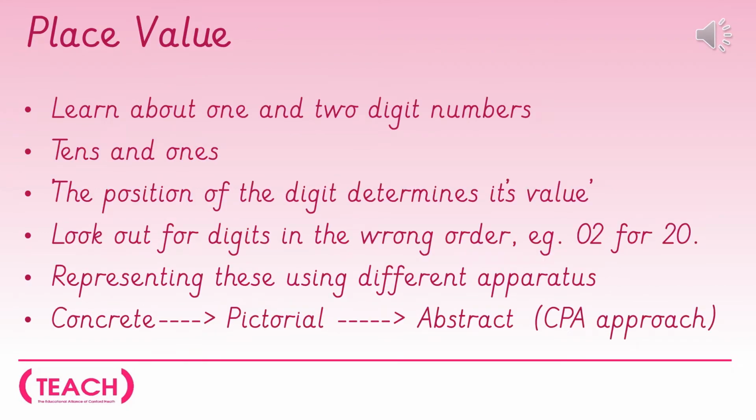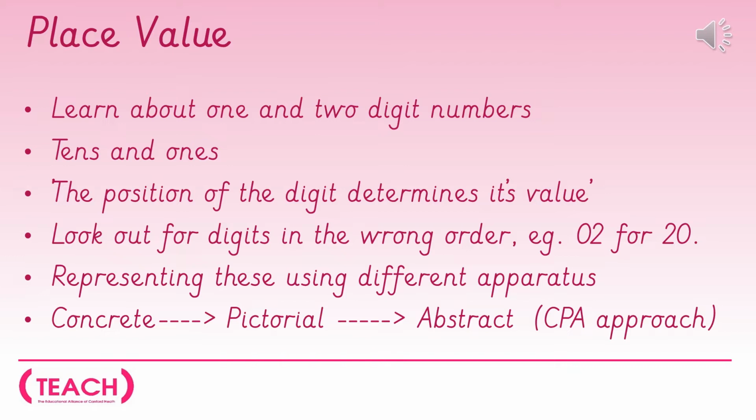So for place value, we learn about 1 and 2 digit numbers, so numbers like 9 or 20 that have got 2 digits in it. We cover 10s and 1s, so we're learning that in a 2-digit number, the first digit tells us how many 10s are in the number, and the second digit tells us how many 1s are in the number. And that position of the digit therefore determines its value.